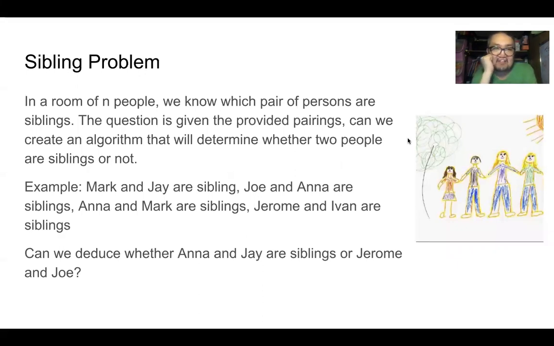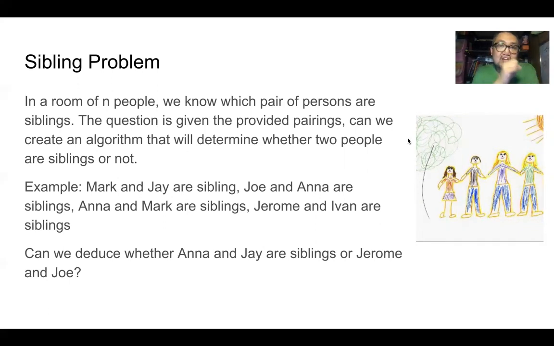So, imagine, halimbawa, nasa isang room kayo with N people and you know a certain subset of pairs of people that are siblings, na magkapatid. So, the question is, given yung knowledge ng subset ng pair na yun, can you create an algorithm that will determine whether for any two people in the room, malalaman natin kung siblings sila or hindi.